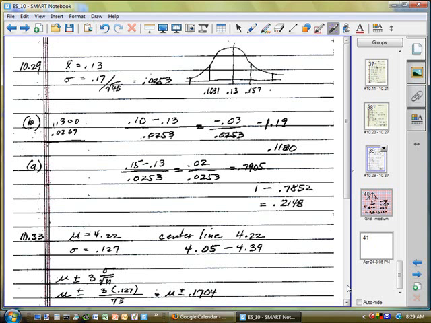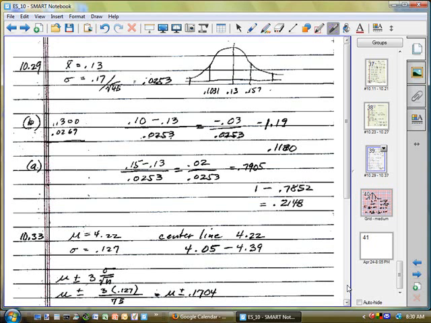Answer 21.48%. Yeah. So that was part A. What's the probability that the mean return will be less than 10%? Okay, I don't know why I did B first, but now you get a negative 1.19 and no subtraction from 1 necessary. Just read it right out of the table.